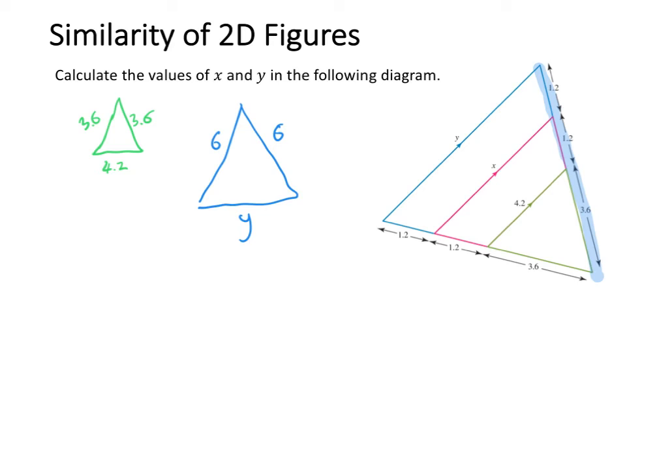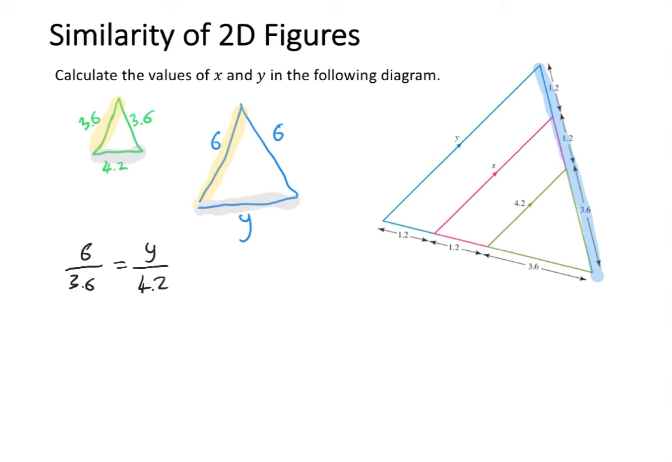Now that I have my two triangles drawn separately, it's going to help me calculate the value of y. Next, I'm going to identify my corresponding sides. So on my larger triangle, I've got 6, which corresponds to a side of 3.6. And I've also got a value of y, which corresponds to 4.2. So writing each of those corresponding sides as a fraction, 6 over 3.6 is equal to y over 4.2.